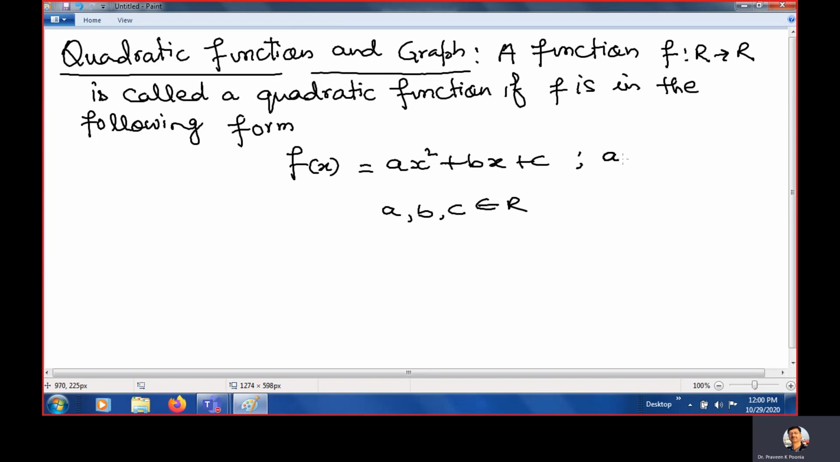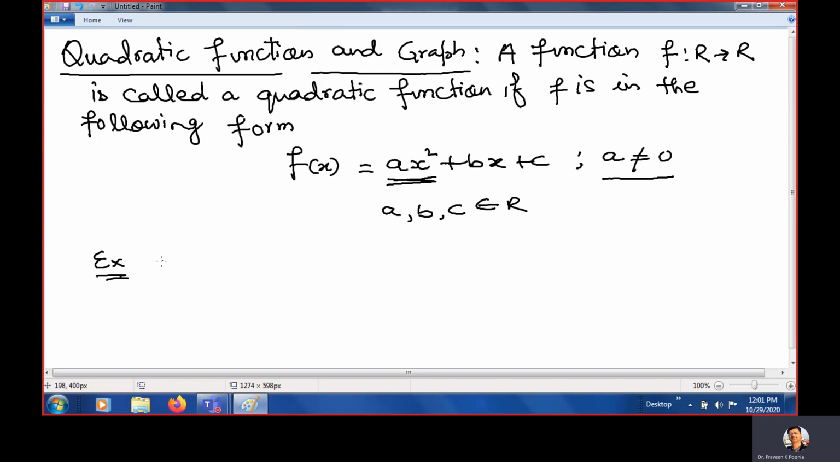The most important thing here is that a cannot be equal to 0, because if a is equal to 0, this part will become 0. This function is quadratic because of x^2. Clear? If x^2 is removed, it will change into a linear function. So a is not equal to 0. This is the primary requisite. Any function written in this form is called a quadratic function.